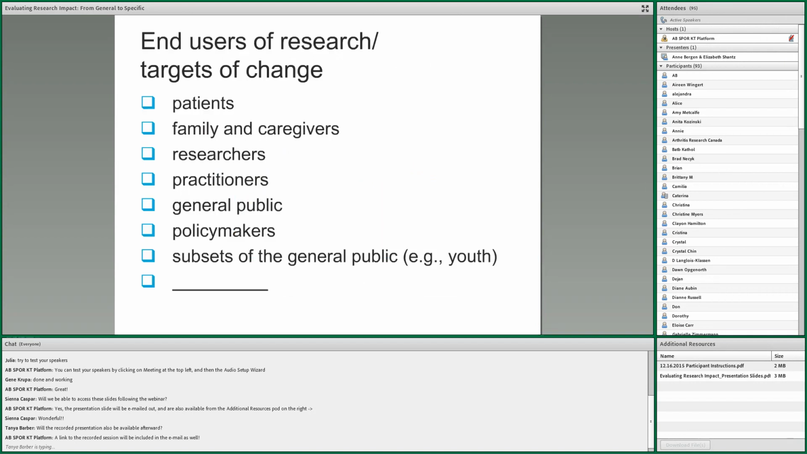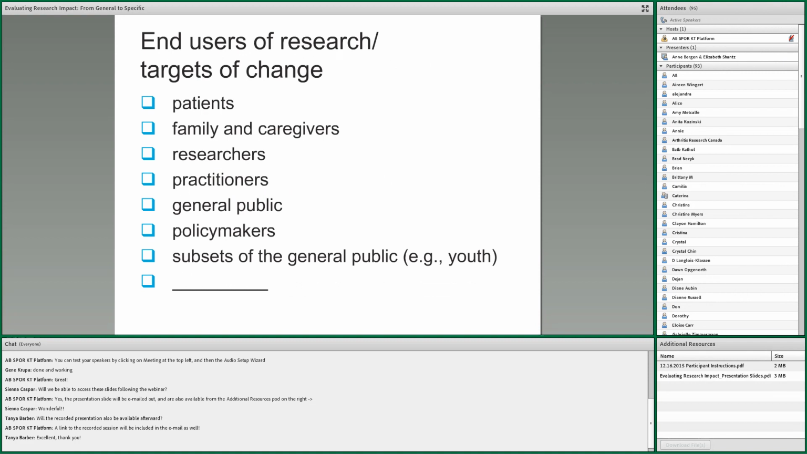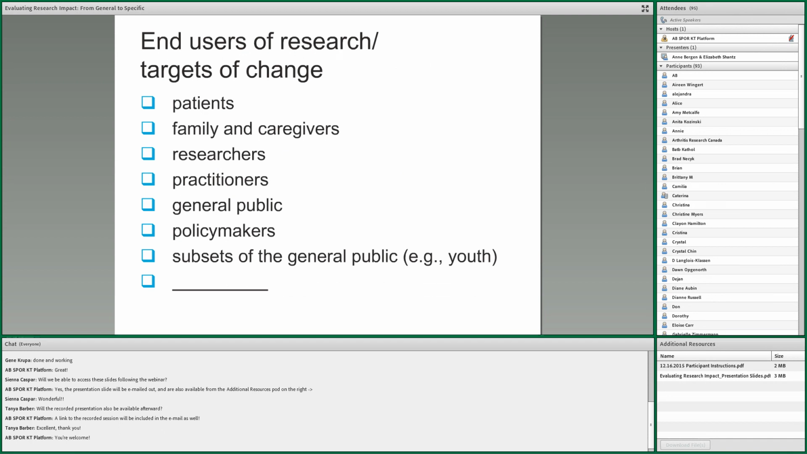So it could be that you're trying to make a difference for patients or for families and caregivers. You might be doing more novel research where you're trying to reach other researchers and build an interdisciplinary team. You might be trying to reach practitioners or doing a really broad approach where you're trying to engage with the general public. There might be a particular policymaker or set of policymakers that you're trying to reach, or you're looking for a subpopulation. So for example, youth living in rural northern communities.